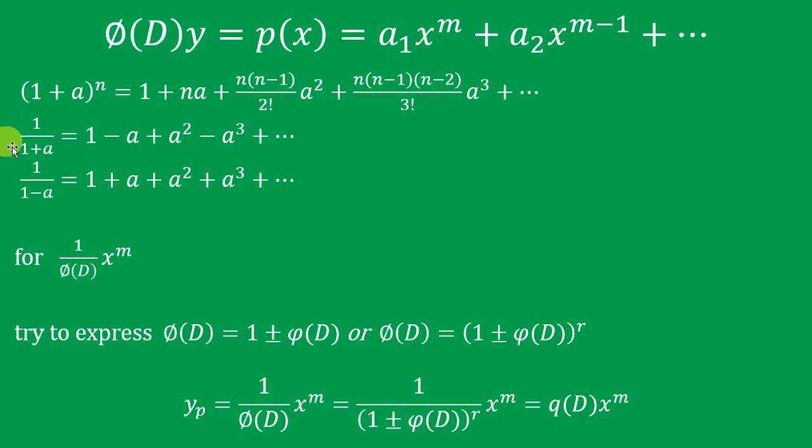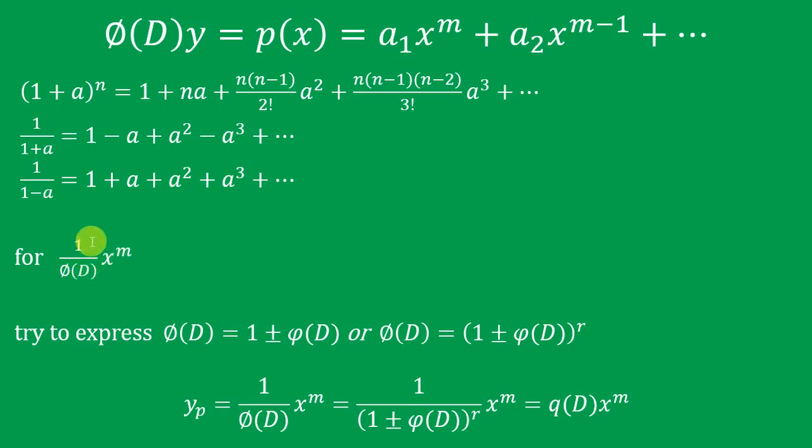These are the special cases. 1 upon 1 plus a is 1 minus a plus a square minus a cube and so on. And for 1 upon 1 minus a, we have 1 plus a plus a square plus a cube and so on. Now, here, first we will see how to evaluate 1 upon phi of D operates on x raised to m.